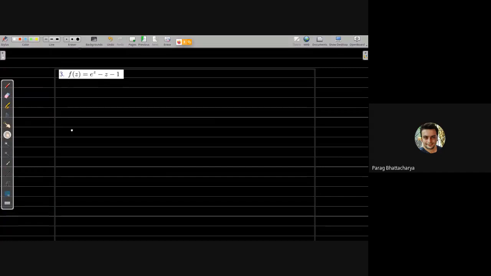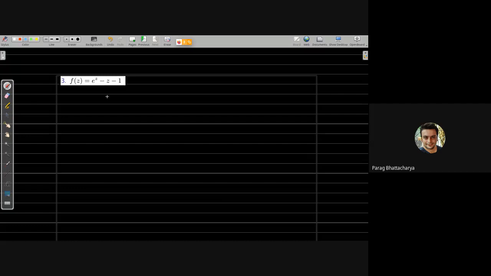Okay. So here we have f of z is this. Let me write this formally. That is the zeroth derivative. The zeroth derivative is e to the power z minus z minus 1. So what could be your z naught? Just try, what could be z naught? If I put z naught equal to 0, what will the zeroth derivative at 0 be? It will be e to the power 0 minus 0 minus 1. Anything to the power 0 is 1. This is 1 minus 1, so this is equal to 0.